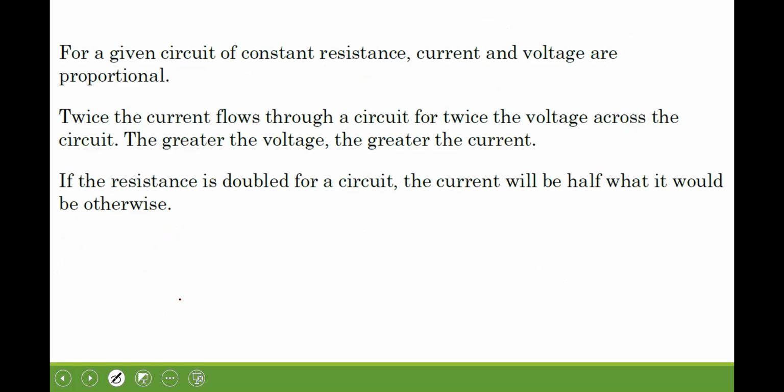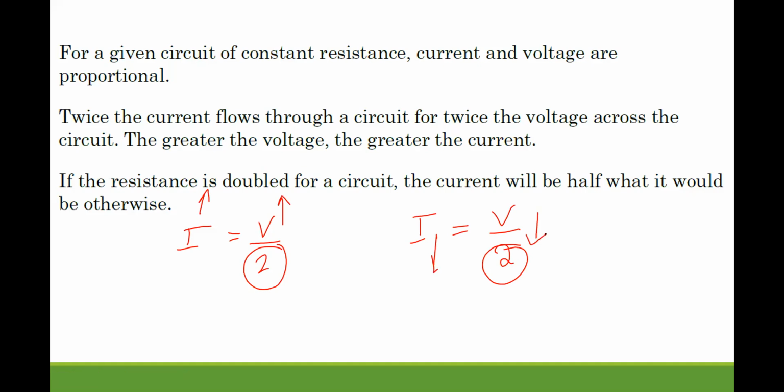For a given circuit of constant resistance, current and voltage are proportional. If you have a circuit with the same resistance, like I is V over 2, and another one where the resistance is also 2, then if the resistance is constant, I and V are directly proportional. What does it mean? That means if I want to increase the current, the voltage will be increased. And if I want to decrease the current, the voltage will be decreased. Why? Because Ohm's law tells us that the current and the voltage are directly proportional.